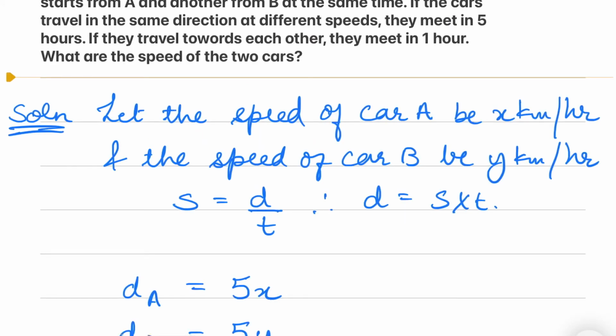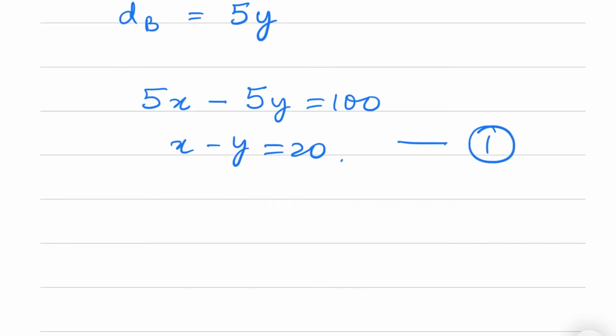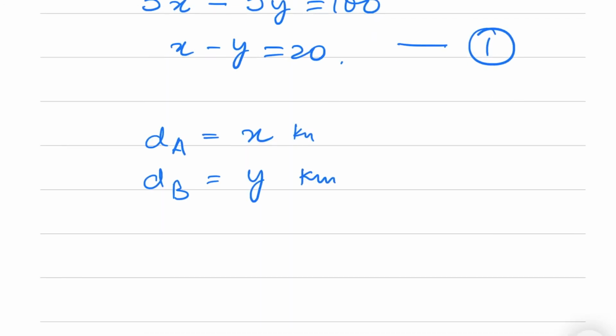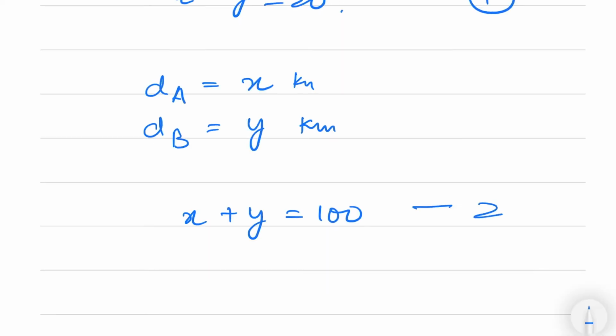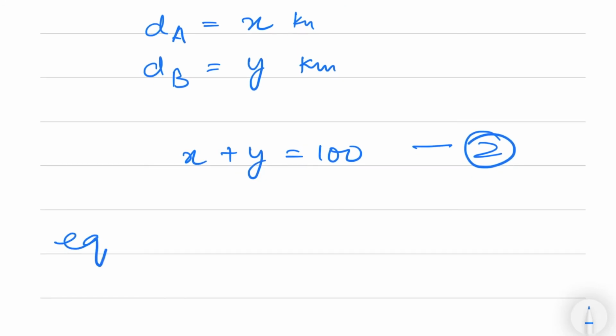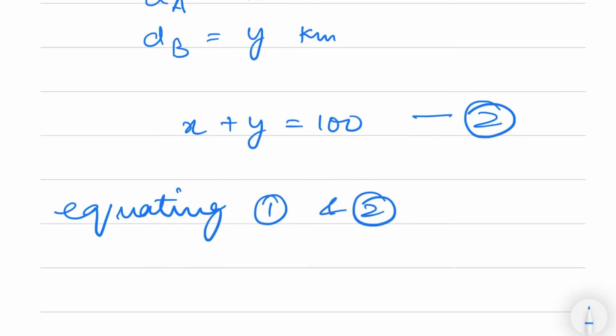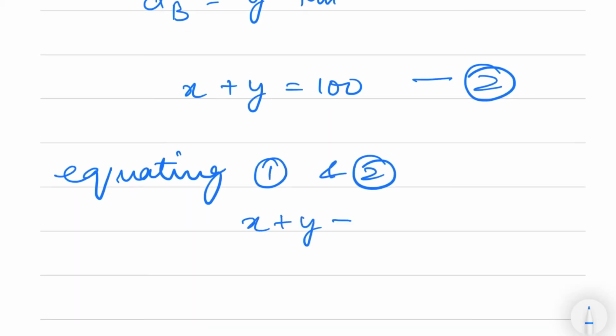In the second condition, they are saying that if they travel towards each other, they meet in 1 hour. So distance traveled by car A in 1 hour will be x and distance traveled by car B in 1 hour will be y kilometer. But we know the distance traveled by A and distance traveled by B will be equal to x plus y is equal to 100. Second equation. So now we can equate both the equations. So equating 1 and 2, we get x plus y is equal to 100 and x minus y is equal to 20.